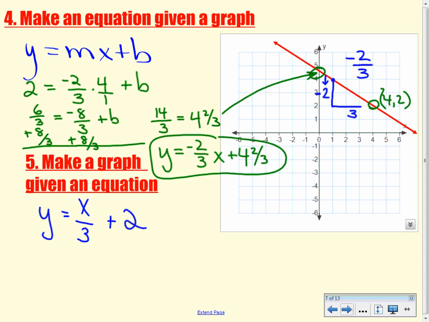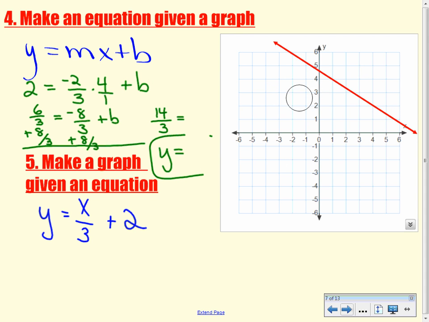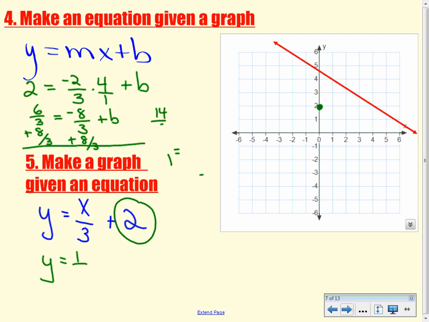All right, now how to make a graph given an equation. All right, well, let's get rid of this. Now we know the equation, and it is in slope-intercept form. Great. That means we're going to start with the intercept, and then use the slope. And the slope here is a little bit tricky. I just want to point out that you can kind of think of it as 1/3 x plus 2.